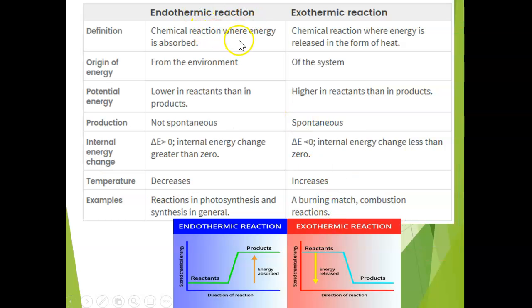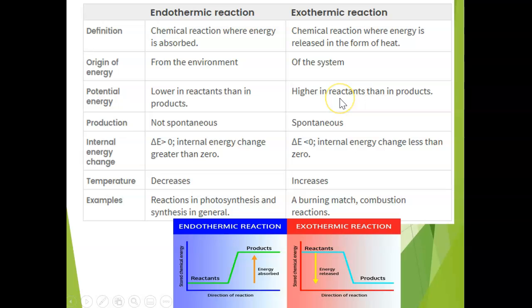Now, if you look at the difference, this chart shows the difference between the two. So an endothermic reaction is a chemical reaction where energy is absorbed. Exothermic is when energy is released, typically in the form of heat. The origin of the energy in an endothermic reaction is going to come from the environment, and in an exothermic reaction it is going to come from within the system or within the elements or compounds in the reaction. In terms of the amount of potential energy, endothermic reactions have a lower amount of potential energy or stored energy, and you can see that on the graph here. There's a lower amount of stored energy in this than there is in an exothermic reaction.